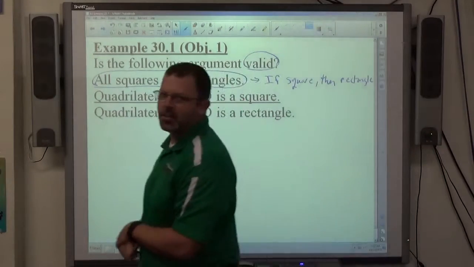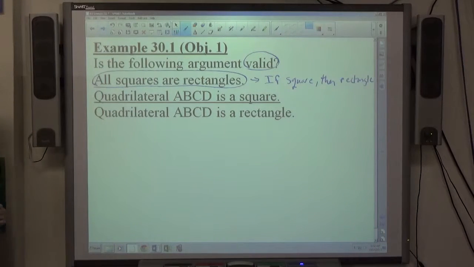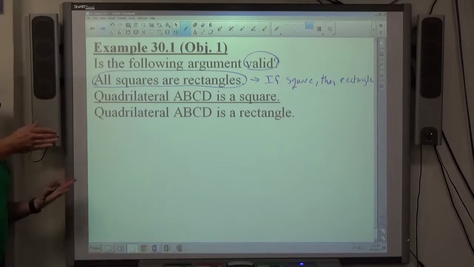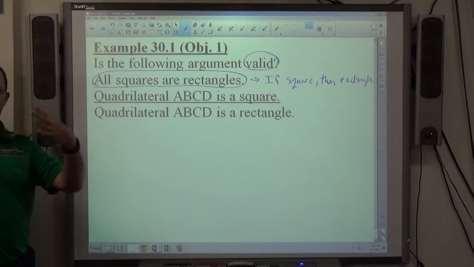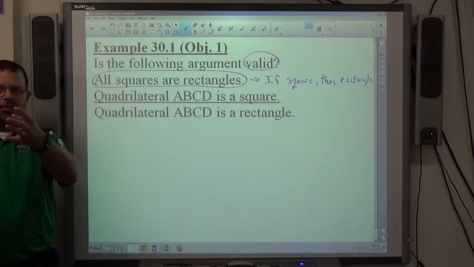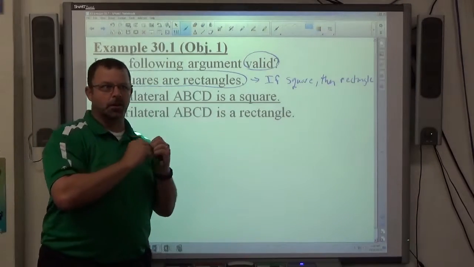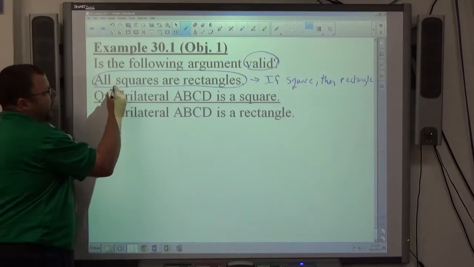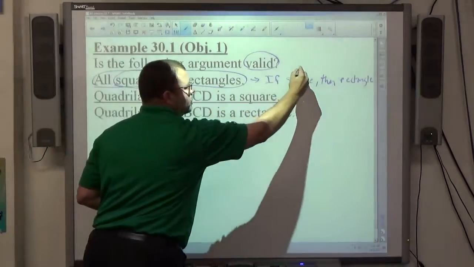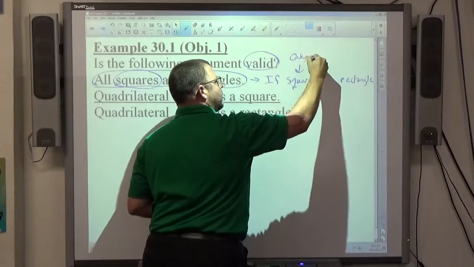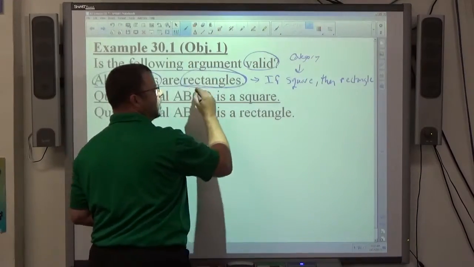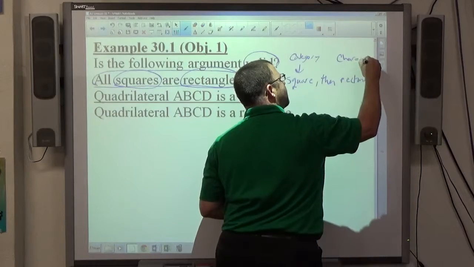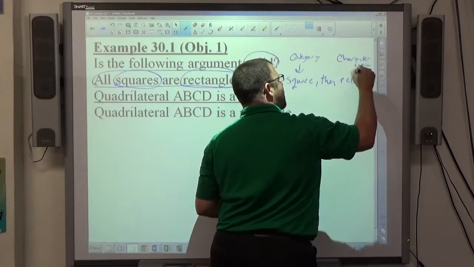We are not in an English class, so I'm not going to be using verbs all the time. Don't let your English teacher see this video. If square, then rectangle. If you're an English aficionado, if an object is a square, then it is also a rectangle. But we want to get the whole idea here. What's the hypothesis, the if part? What's the then part, the conclusion? So the category is the if part. The characteristic is the then part.